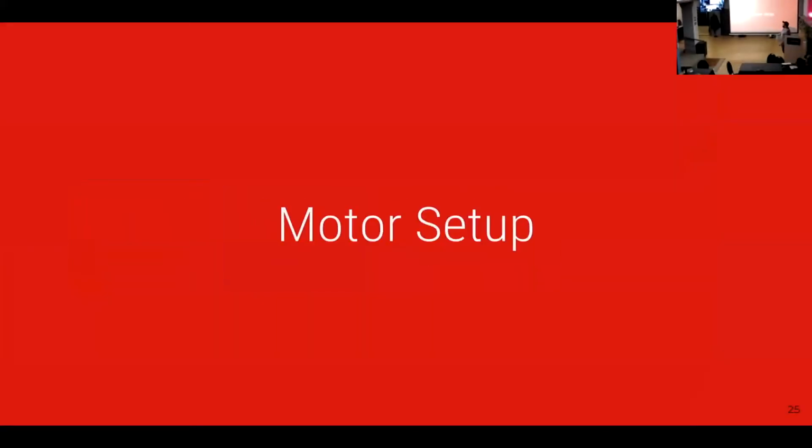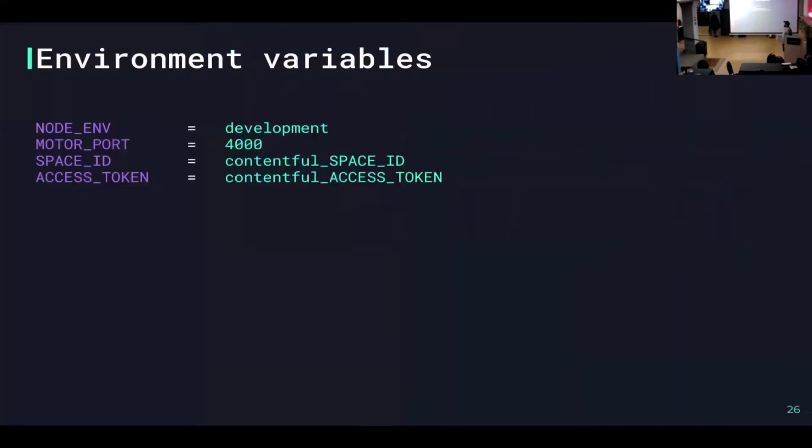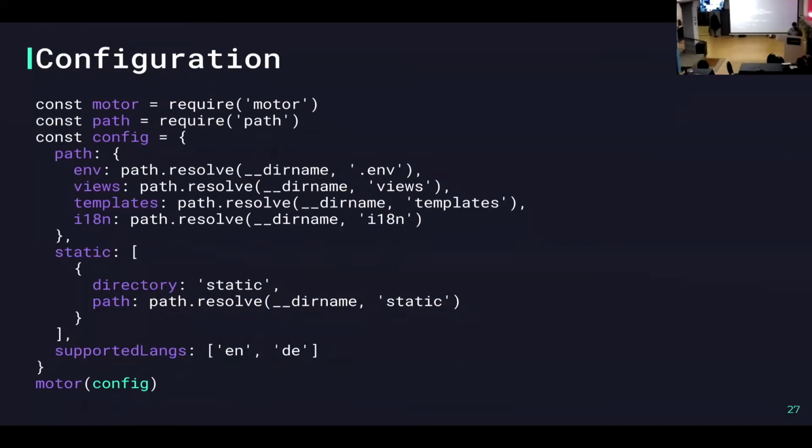So the Motor setup is pretty easy. We just need some environment variables: the node env, which port we will serve those static pages on, and the space ID and the access token of contentful. And then the configuration is pretty neat. So we need the env, which we could also ignore.